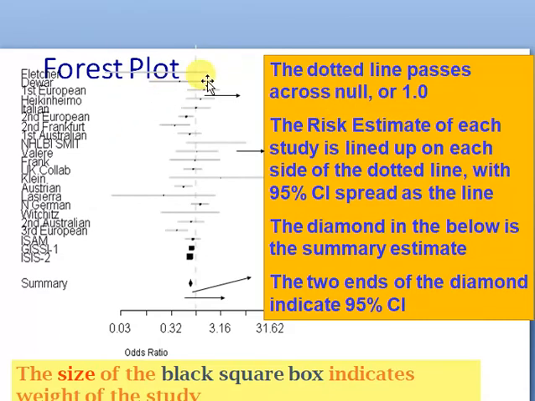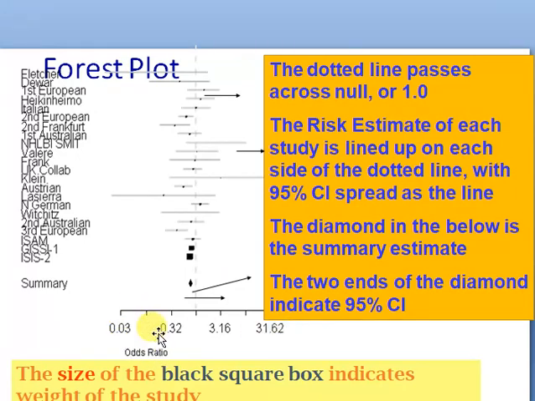This is a forest plot for our meta-analysis as you can see here. The dotted line passes across the null value, 1.0. The risk estimate of each study is lined up on each side of the dotted line with the 95% confidence interval spread as the lines. The diamond shape indicates the summary effect, or our relative risk.